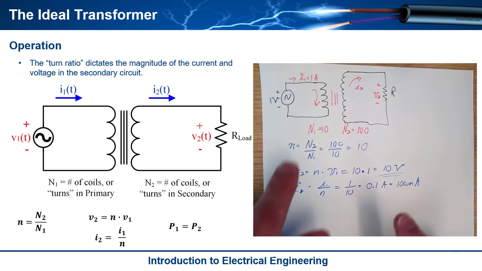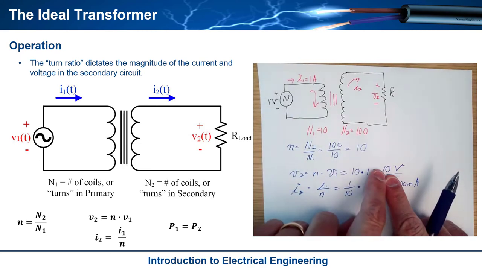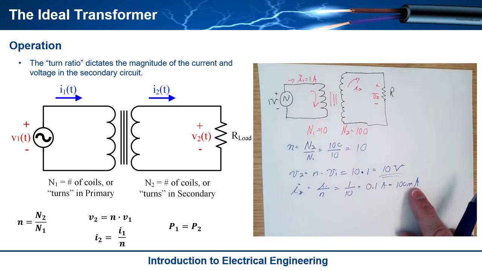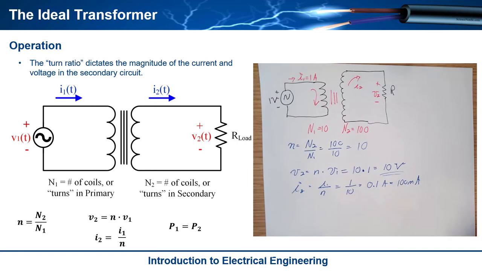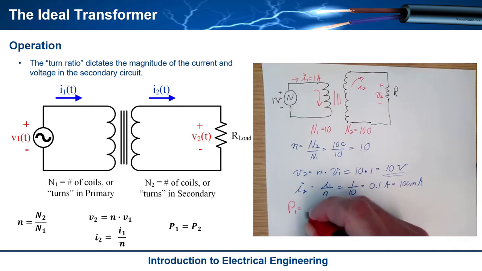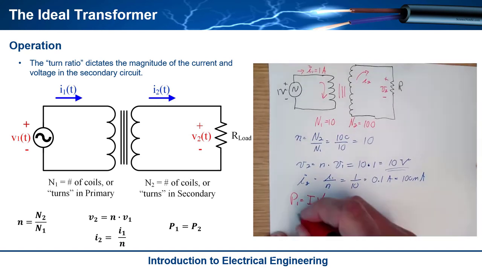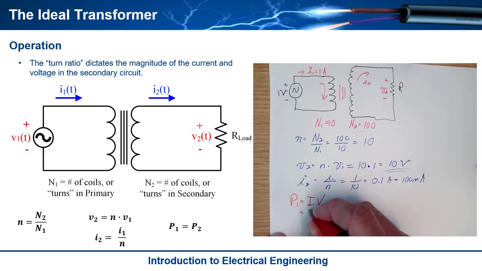So what I've done in this is I have stepped up the voltage because I went from 1 to 10, and I have stepped down the current. And so let's do a final calculation here on power. So if I come over here and I want to say P1 is equal to IV, what I can do is I can just simply say, well, the current was 1 and the volts were 1, and so I ended up with 1 watt. Okay, so P1 is equal to 1 watt.